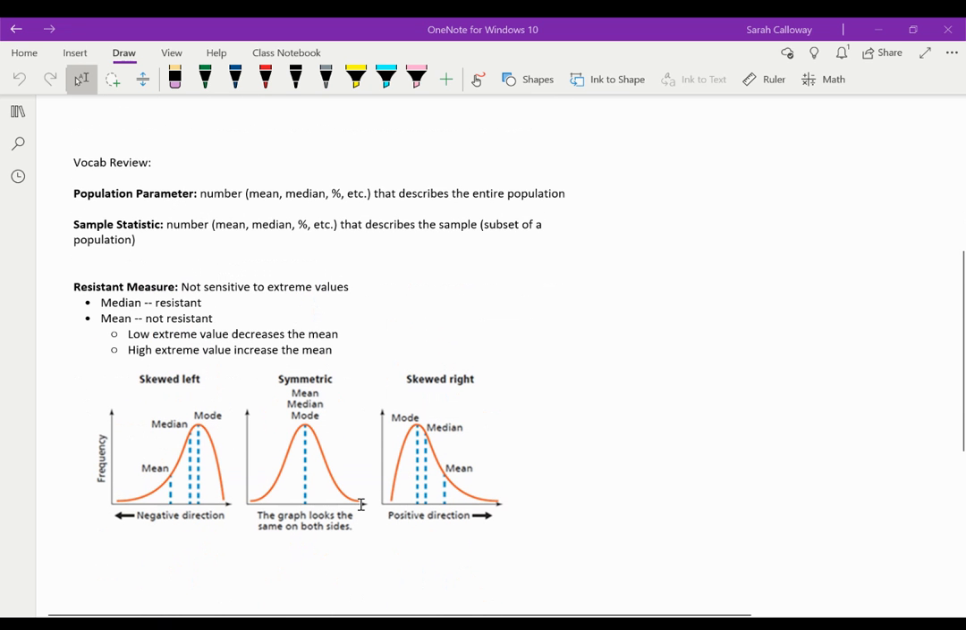Population versus sample. Remember that a population is a large group of people that you're trying to collect data on and make a conclusion about. However, you can't talk to all of them, so you take a sample, which is a subset of that population. Whatever you're collecting as data is either going to be a parameter or a statistic. If I was able to collect data on the whole population, that's called a parameter. If I wasn't, that's called a statistic.